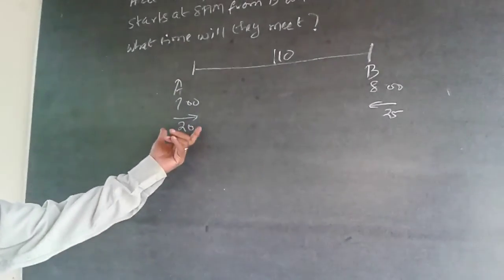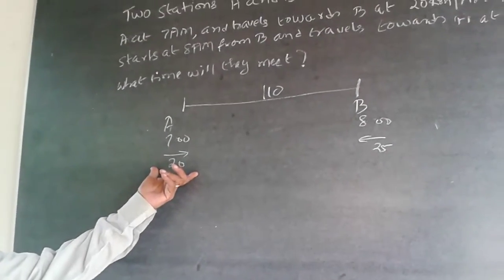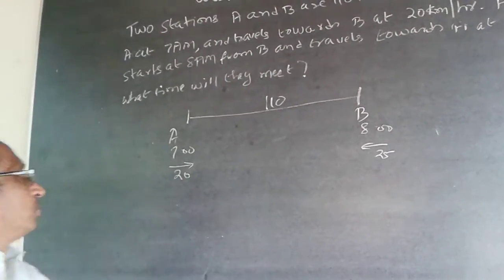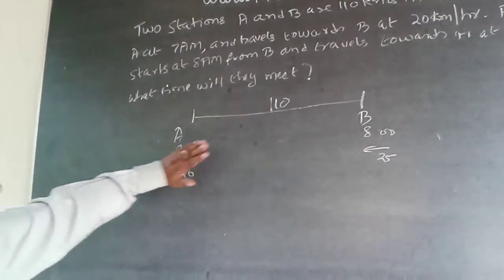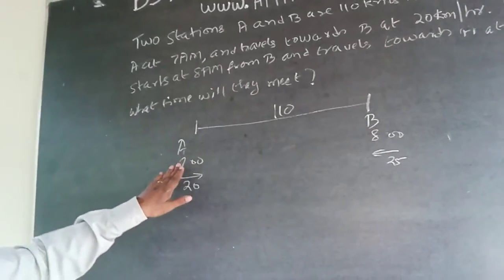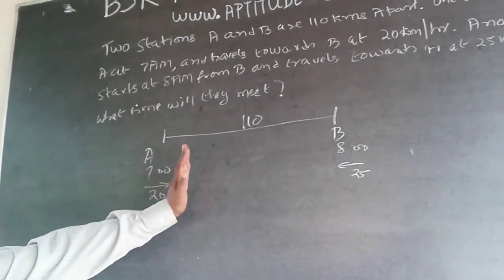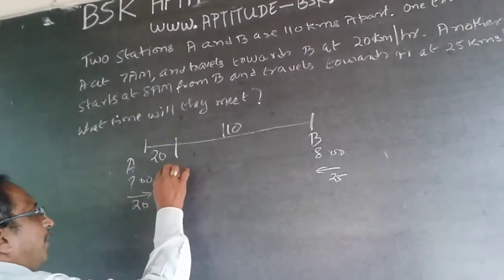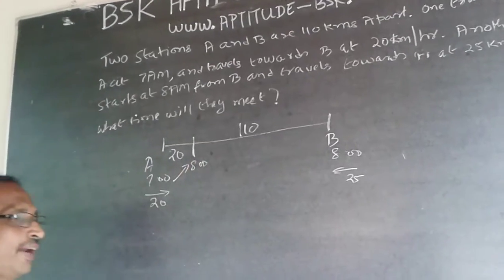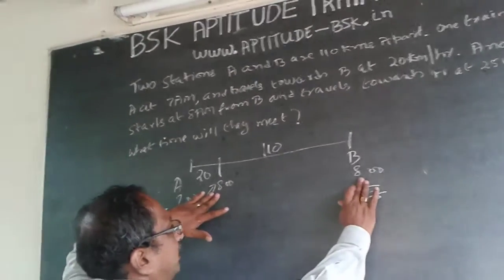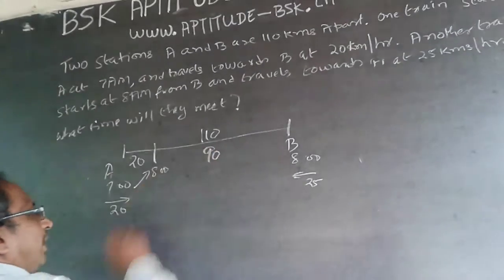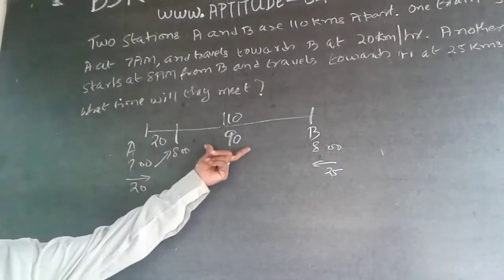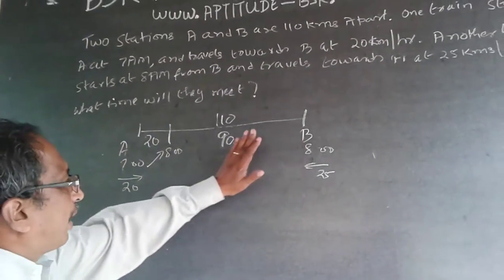In 1 hour's time this train will travel 20 kilometers. As I told you, the starting time should be the same for the relative velocity to be applicable. So I would like to ensure that this also becomes 8. This can't be made 7, whereas this can be made 8. This train covers a distance of 20, so it will come here at 8 o'clock. Now at 8 o'clock the starting time is the same. So both the trains will have to cover a distance of 90 kilometers, because 110 minus 20 is 90.